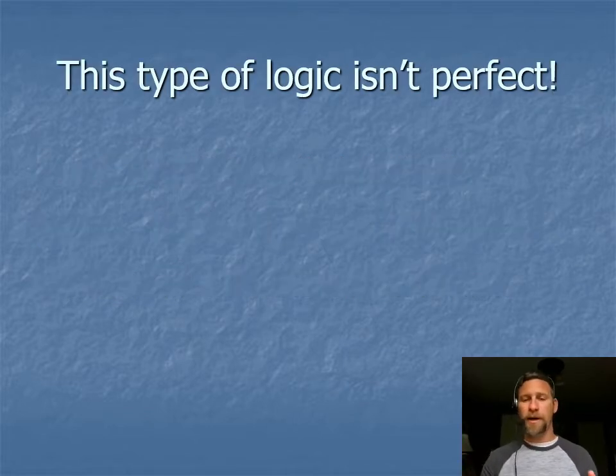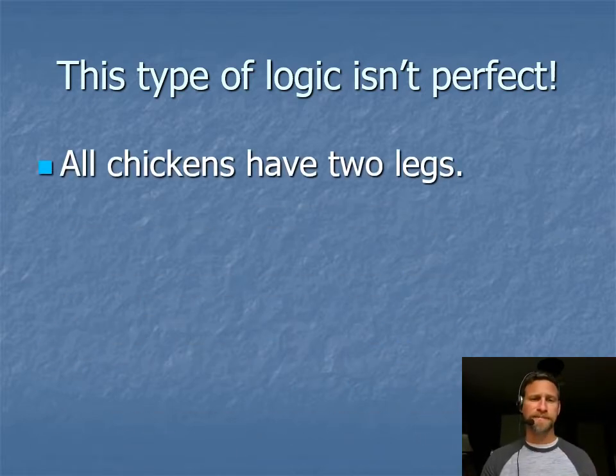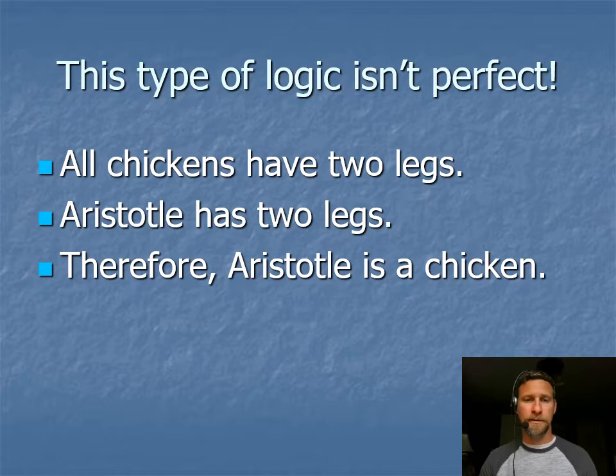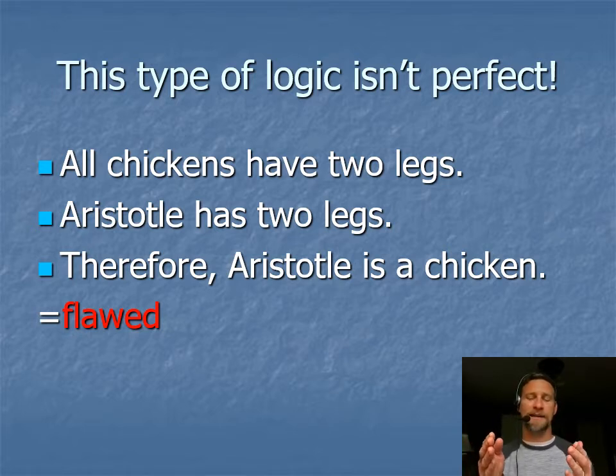So now, understand that this does not mean that all deductive logic is sound. Not at all. So let me give an example of how this gets funny. We can say, first premise, all chickens have two legs. Aristotle has two legs. Therefore, Aristotle is a chicken. So you can see this is clearly flawed. It's ridiculous. But it does take that deductive syllogistic structure.